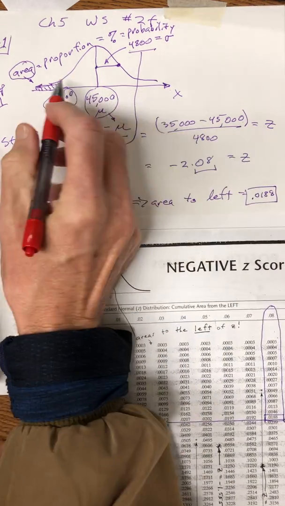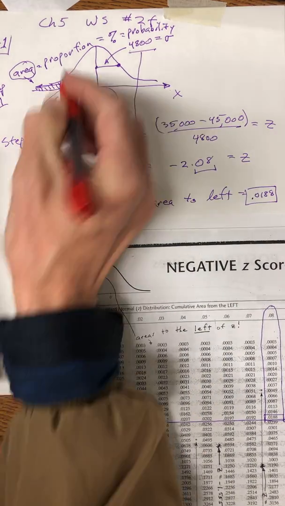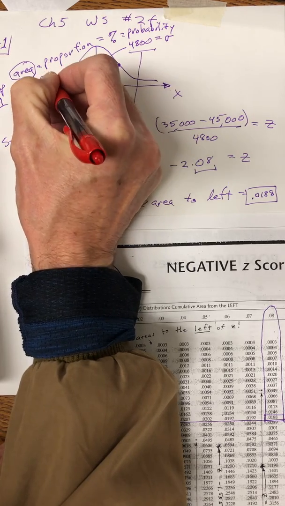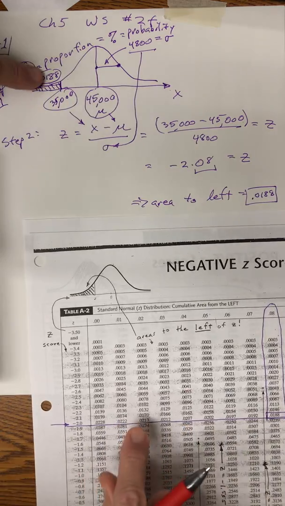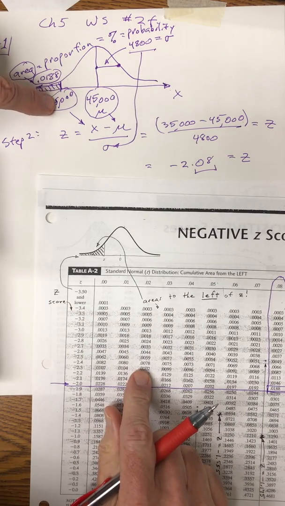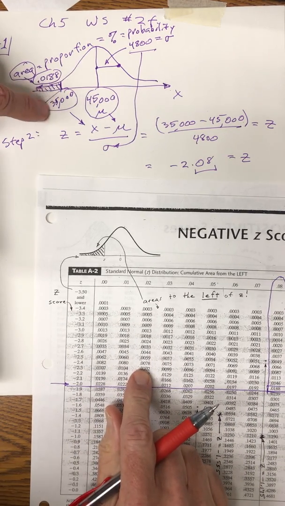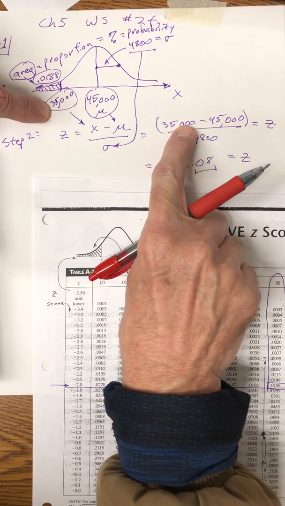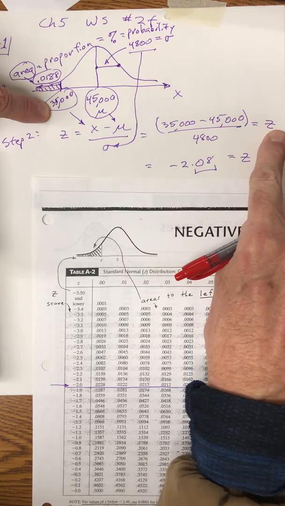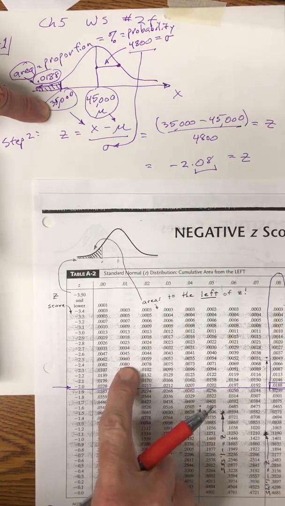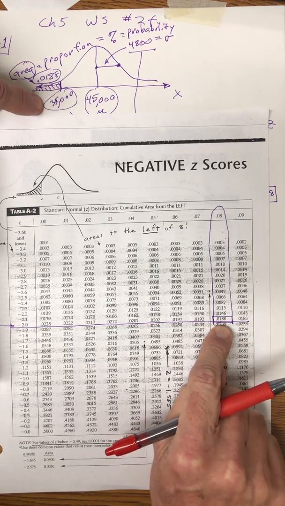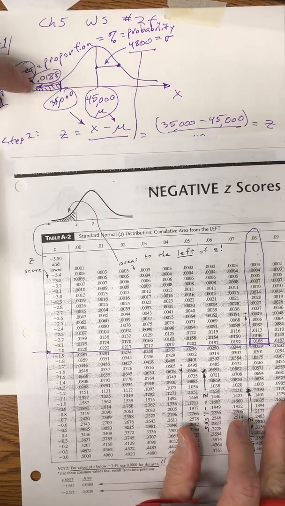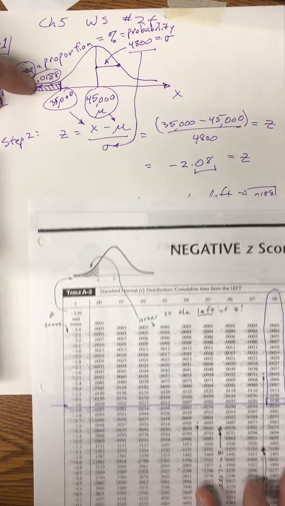All right? And that's the area to the left of this Z, so that's right here, 0.0188. And that is because we're looking for that area to the left of our Z, which corresponds to our X of 35,000 miles, right? So this formula here takes the X and it makes it into a Z. We look in the Z table and that tells us the area that's to its left. So the left of 35,000 is this 0.0188.